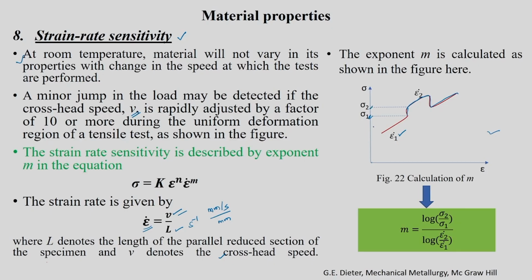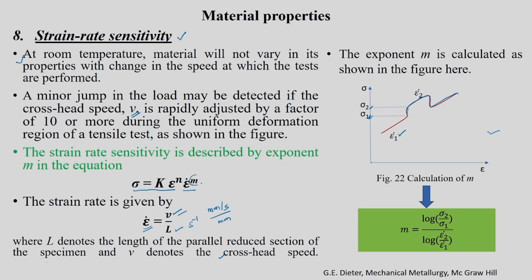Generally flow stress changes like this. When you change the strain rate from epsilon 1 dot to epsilon 2 dot, the flow stress changes from sigma 1 to sigma 2. This is going to be the effect. If you want to capture this effect, you have to slightly modify the flow stress model, which was initially sigma equals k epsilon power n. Now I am going to include one more part, epsilon dot power m.